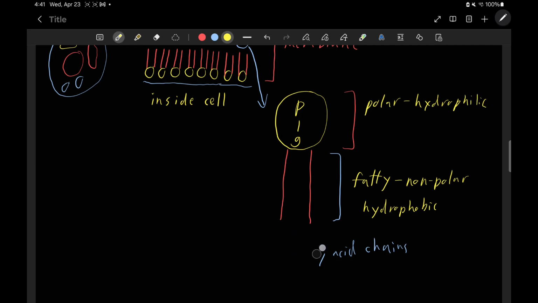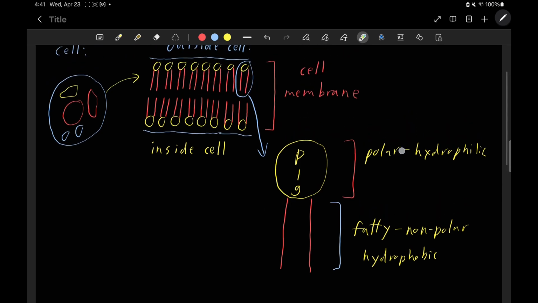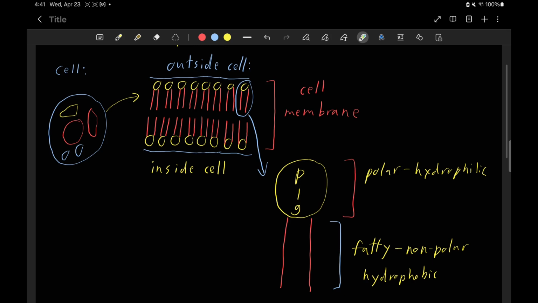So as a result, the head of your phospholipid is polar and it likes water. The tails of your phospholipids are nonpolar and they don't like water. And that's why the phospholipids have arranged themselves like this.